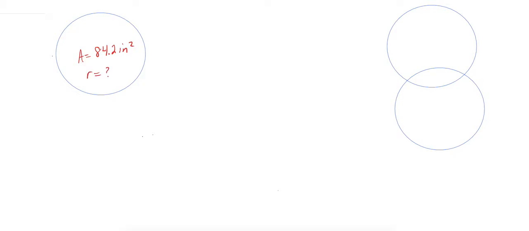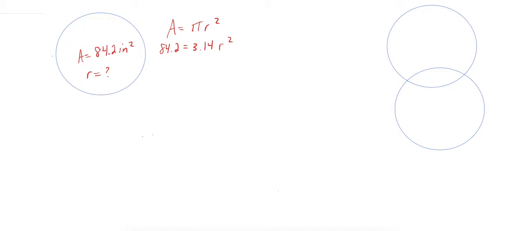All right. So since we're talking about the area of a circle, I'm going to use this formula: area equals pi r squared. Now, we're going to plug in all the things that we know. So we know the area in this case, so it's going to be 84.2 is equal to 3.14 times the radius squared. So I've just plugged in everything I know.